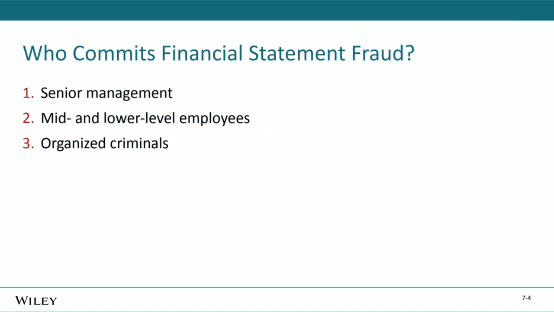All right. So, who commits it? Senior management. For the most part, yeah. The folks up on top, especially the really big financial statement frauds. But it can also be mid and lower level employees, especially mid-level folks who maybe are the head of a division or a department and they have to make those numbers look good or they lose their job. So you do it. Also, organized criminals. We know there have been incidents of organized crime getting involved in financial statement fraud. Why would they get involved with that? Because it pays a lot if you do it right.